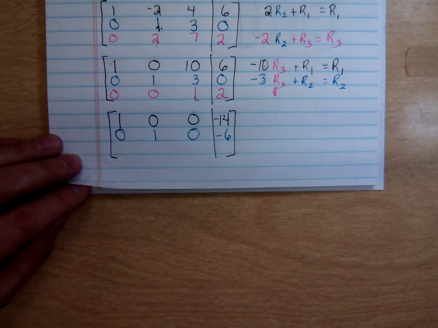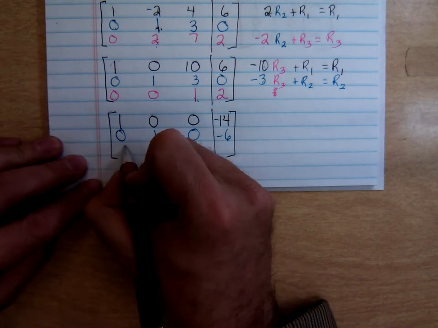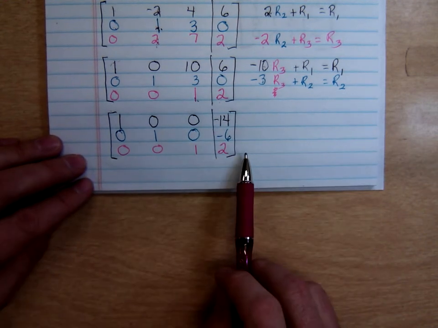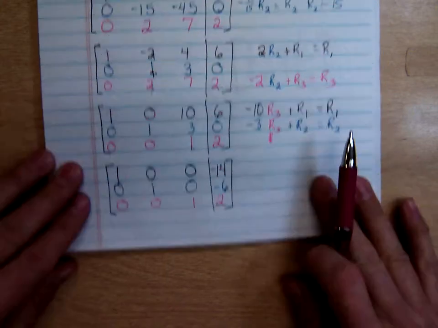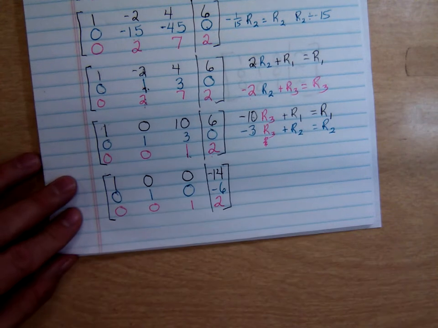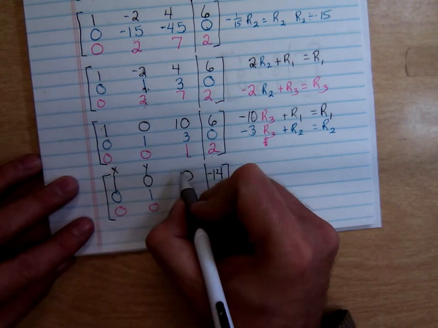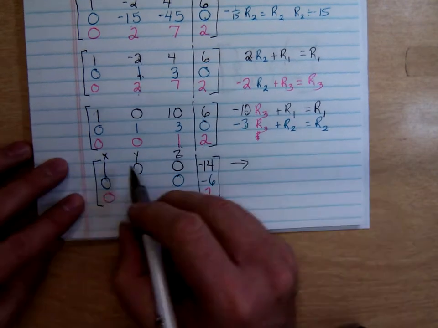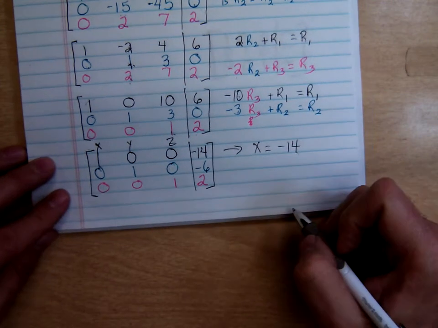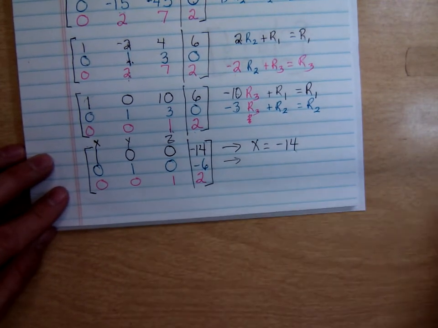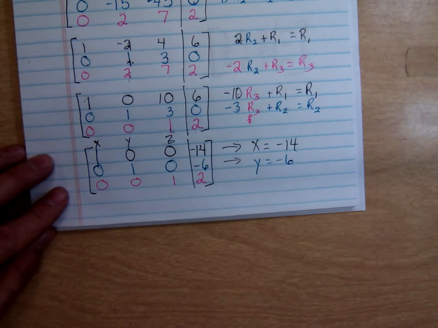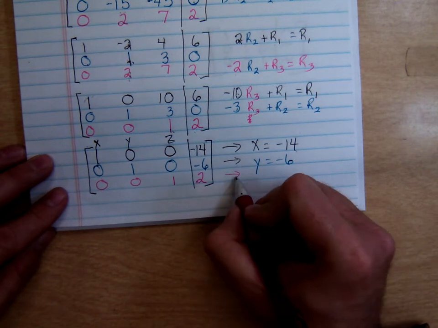Oh, well, that was pretty short. This was shorter than I thought it was going to be. The third row is already done. So our variables were x, y, and z. So could y'all write out the solutions? The first row tells us x equals negative 14. What's the second one? y equals negative 6. And z is 2. Okay.